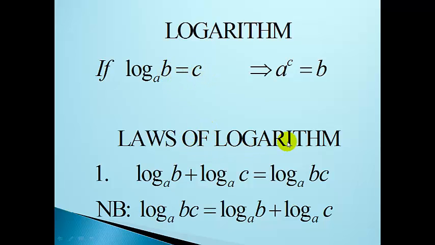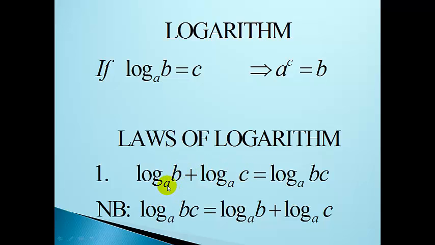Now, let's look at the laws of logarithm. Law number 1, log b to the base a plus log c to the base a equals log bc to the base a. Now, when you look at the first law, we can see that the logs are of the same base, that is base a, but the numbers are different. They can either be the same or different numbers.